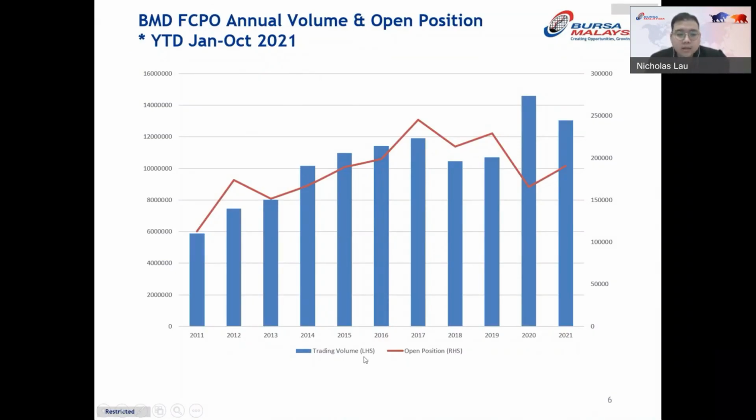comparing to 10 years ago, our volume has been increasing significantly, especially since 2020 and 2021. Our open position also has been growing steadily. This signifies a heightened confidence in our contract in terms of providing hedging opportunities as well as trading opportunities for domestic and international investors.